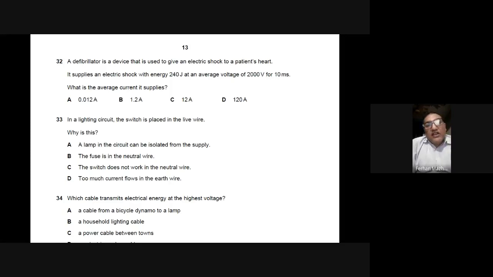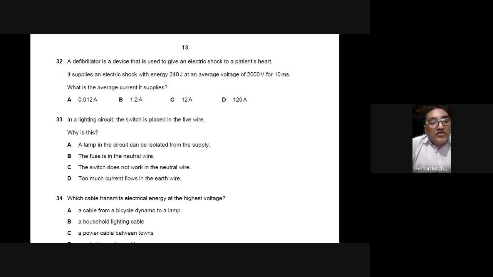The value of the charge is 0.12 coulomb, and the time is 10 milliseconds. But we have to take the time in seconds. To convert 10 milliseconds into seconds, you have to divide it by 1000. So 10 millisecond equals 10 divided by 1000. So the answer will be 0.01 second.